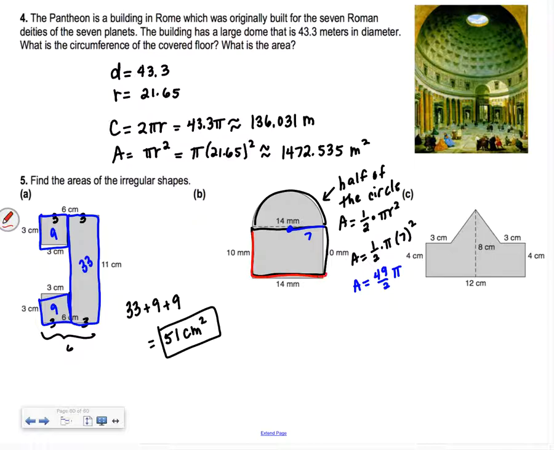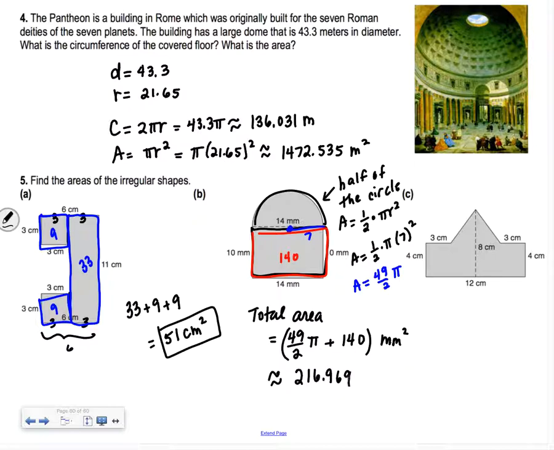Now the area of this rectangle is 10 by 14. Well, that's going to be 140, right? So my total area is that 49 over 2 pi added to 140. That would be the exact answer. So it'd be this, and it'd be in millimeters squared. So if you wanted an approximation, you would do your 49 over 2 times pi, and then add that 140 at the end. So check on your calculator. You should get 216.969 millimeters squared.